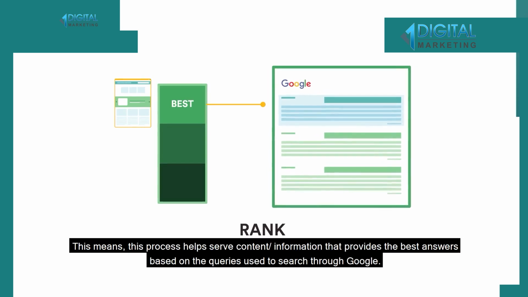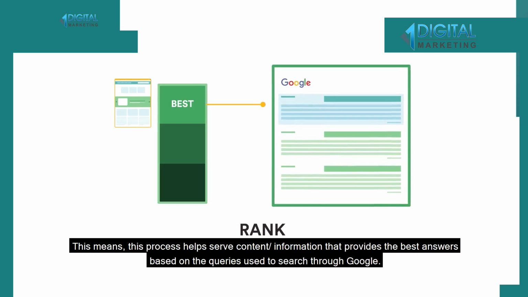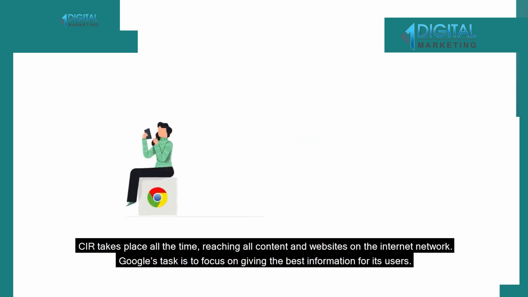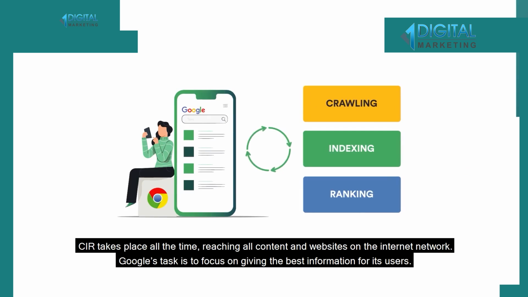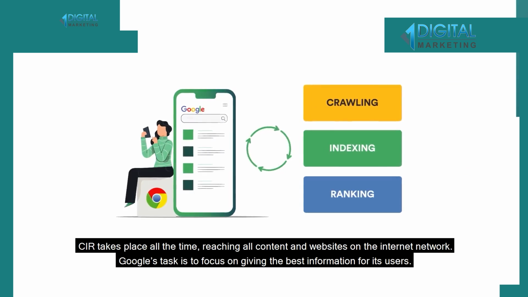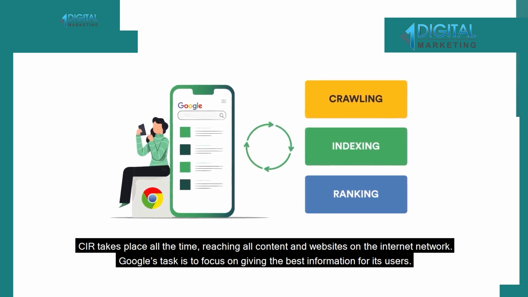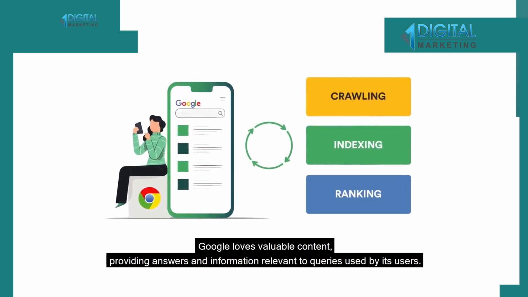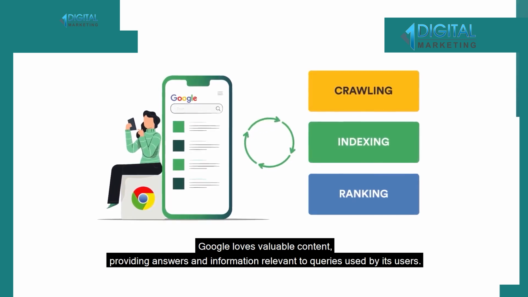This means this process helps serve content or information that provides the best answers based on the queries used to search through Google. CIR takes place all the time, reaching all content and websites on the internet network. Google's task is to focus on giving the best information for its users. Google loves valuable content, providing answers and information relevant to queries used by its users.